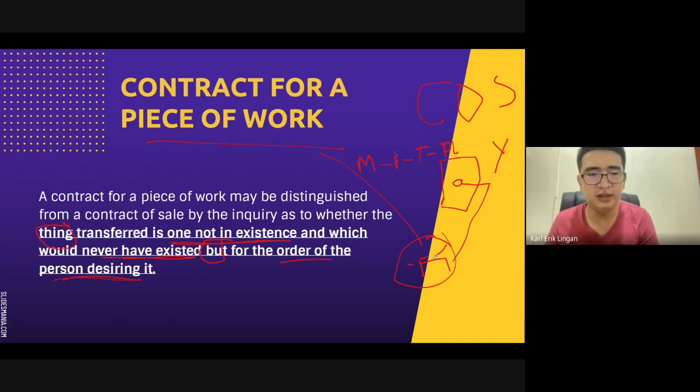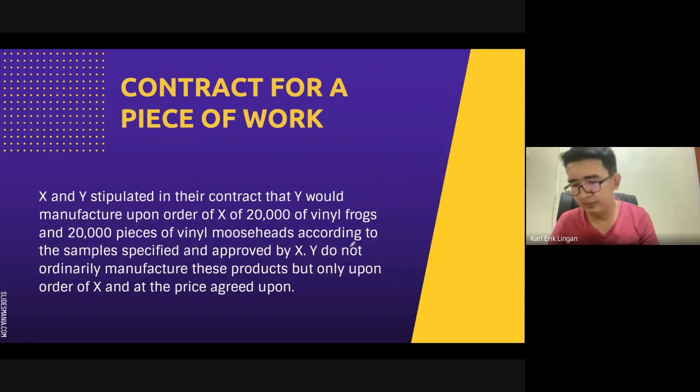Yes, that's correct. Okay? Tandaan nyo, kapag yung thing not in existence, ibig sabihin wala, hindi siya nag-exist. Or would have never existed. Kasi kung offered na siya na yan sa market, kasama na sa product list, nilagay niya na sa Shopee, sa Lazada, that thing exists, only wala lang stock. Okay, kaya siya contract of sale pa rin. Pero kung ganito na nag-specify ka, this one is a contract for a piece of work. Thank you for that, Ms. Yamina. Okay, under this one, ito, can you read and answer?